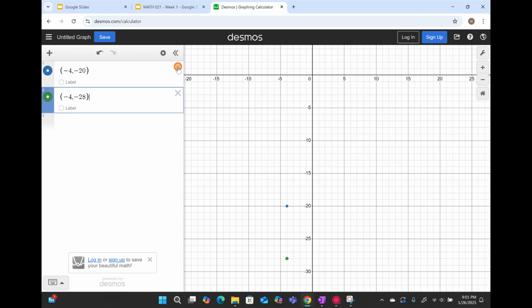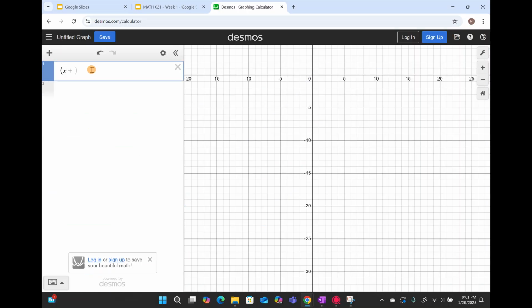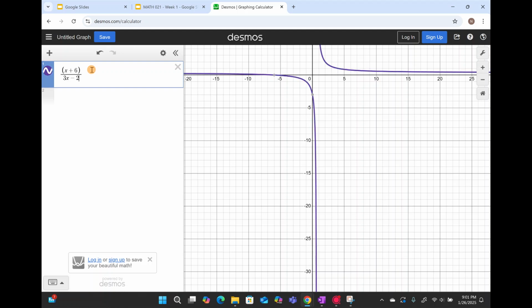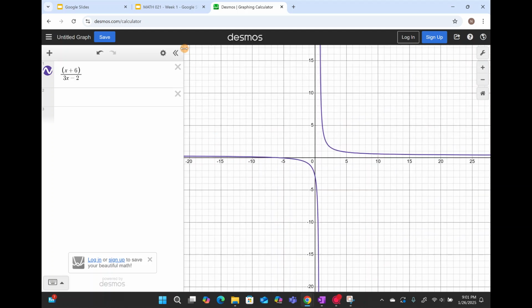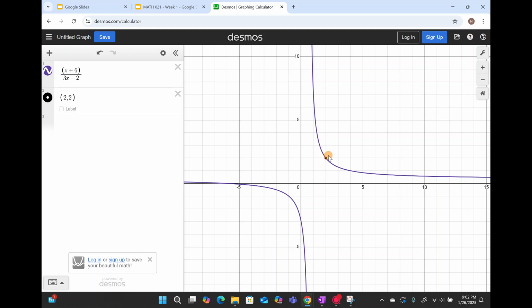And we can do the same thing for the next graph. I'm going to close these out. And let's do the same thing for number 4. x plus 6 divided by 3x minus 2. All right, an interesting graph. And we wanted to check the point 2, 2. And again, notice this point is on the graph.